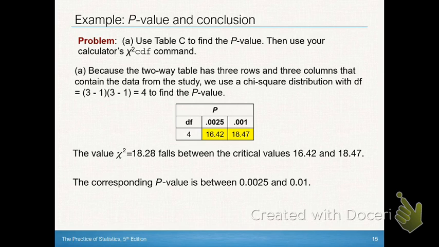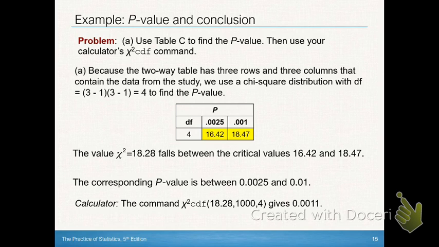Now, if we wanted to use our calculator, we can use our chi-squared CDF, where you give the lower bound, comma, upper bound, comma, degrees of freedom, and that will give you a more exact answer. Now, there's also a way to take your observed counts table and put that into a matrix in your calculator, and it will do all of this work for you. There'll be a separate video on that, so make sure you do try that before you move on to the practice problems.